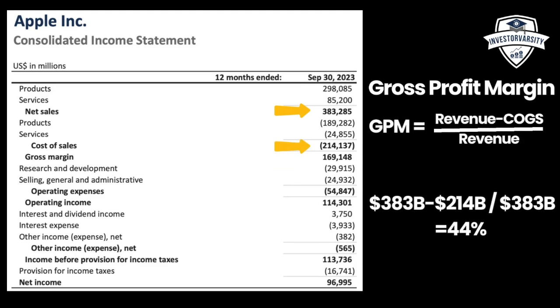Apple's gross profit margin for 2023 was 44%, and using the formula as outlined, it can be calculated as follows. We have a revenue of $383 billion minus the cost of goods sold, which is $214 billion, divided by the revenue being $383 billion, times 100 equals 44%.